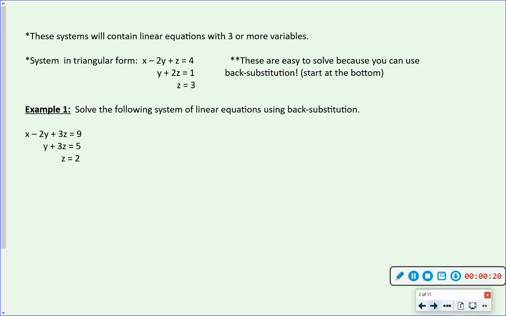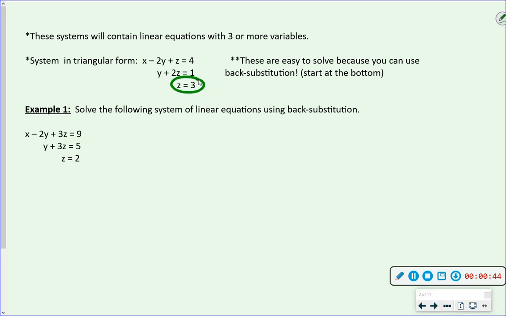Now, you are going to have systems that have 3 equations most of the time. There is one unique case we're going to see today. 3 equations with 3 variables in them. So you're going to have x, y, and z. Now this first one, this is probably the favorite of all of them, is what we call triangular form, and that makes a triangle.